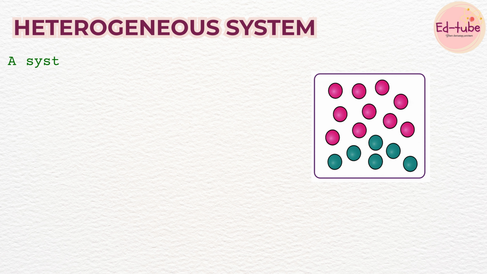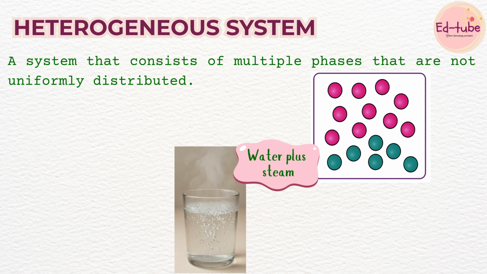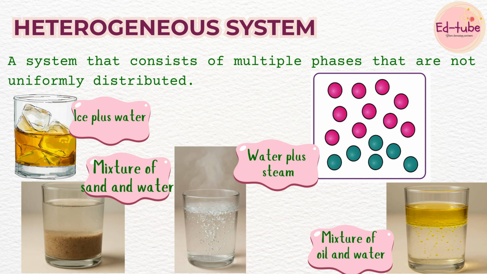Secondly, heterogeneous systems. A system which consists of more than one phase is called a heterogeneous system. The examples of this system include water plus steam, ice plus water, mixture of water and oil, mixture of water and sand, etc. In conclusion, homogeneous and heterogeneous systems are two fundamental types of systems based on phase. Understanding the differences between these systems is vital for analyzing and designing various systems in various fields.